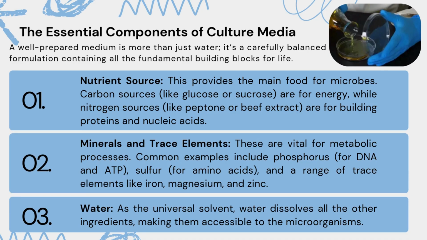The essential components of culture media are, first, the nutrient source. This provides the main food for microbes. Carbon sources like glucose or sucrose are for energy, while nitrogen sources like peptones or beef extract are for building proteins and nucleic acids. Another one is minerals and trace elements. These are vital for metabolic processes. Common examples include phosphorus for DNA and ATP, sulfur for amino acids, and a range of trace elements like iron, magnesium, and zinc. The third one is water. As the universal solvent, water dissolves all the other ingredients, making them accessible to the microorganisms.